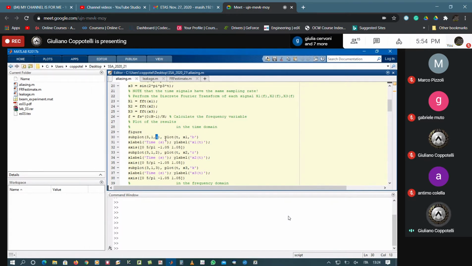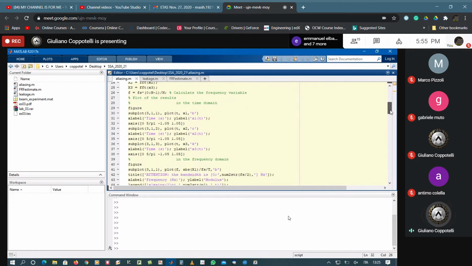And the command to have this plot is simply a plot with the x-axis, the y-axis, and then some properties. For example, blue could be the color of this line. So far what we got is this for all three plots, x1, x2, x3, in different subplots, all three signals are reported.